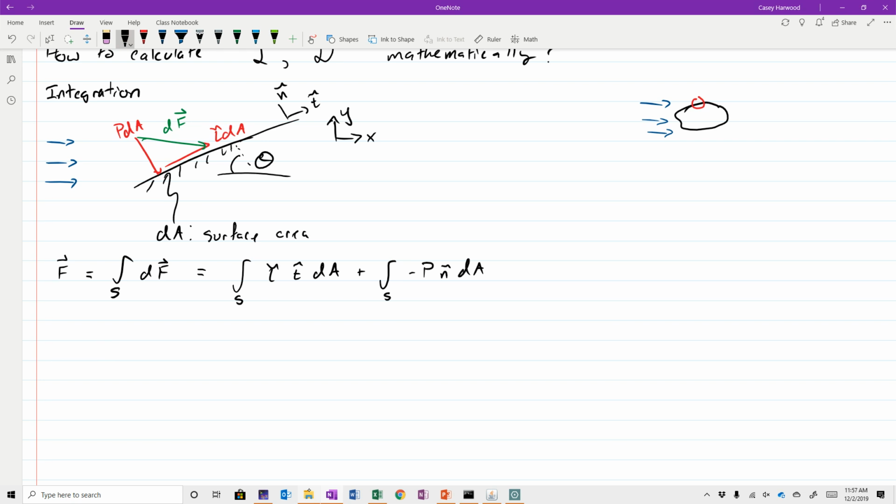Now if we want to recast this in terms of the x and y components, we've got to recognize that the normal unit vector can be written as negative cosine theta i plus sine theta j. This is how we're linking that normal vector to our x, y. And then our tangential unit vector is likewise written sine theta i plus cosine theta j.